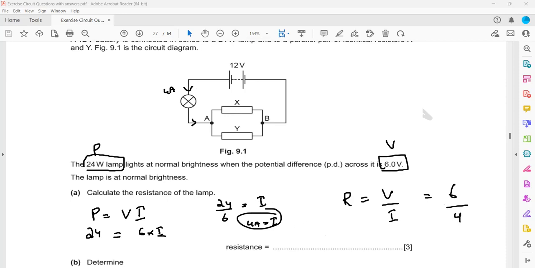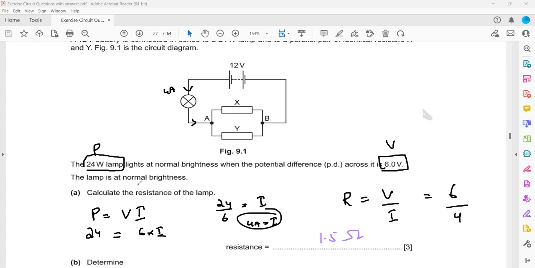So to get the resistance, it is voltage divided by current. So voltage is 6 and the current is 4. So 6 divided by 4. That's 1.5 ohm. So this will have 1.5 ohm resistance.